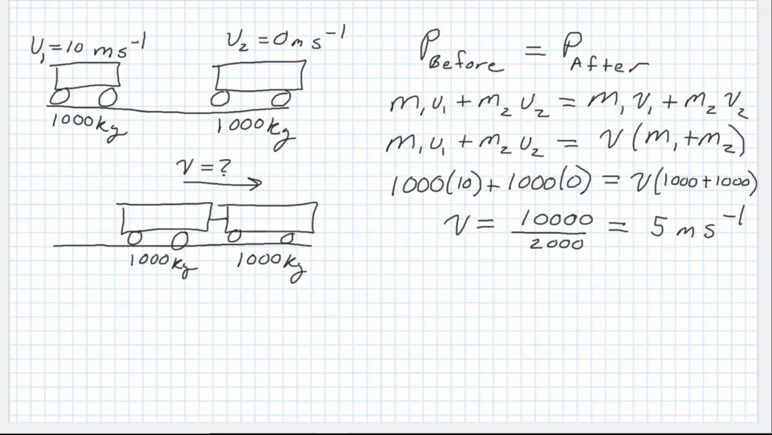So at the end, both cars are moving with the same velocity, because they're attached to one another, at 5 meters per second. That's the end.